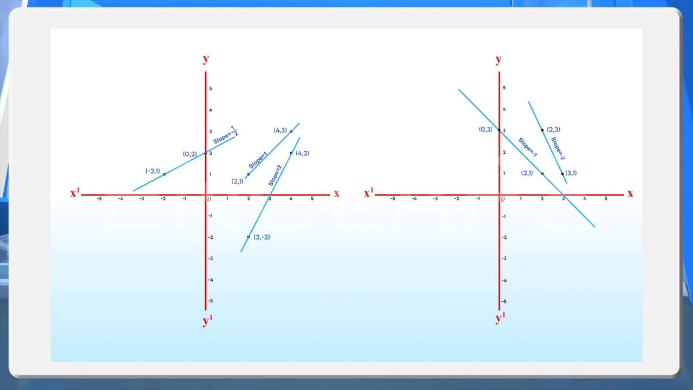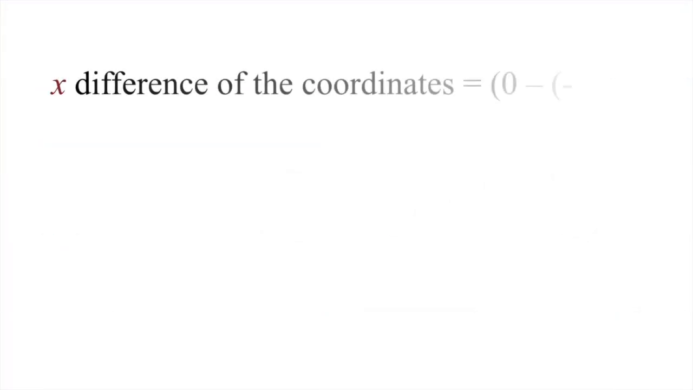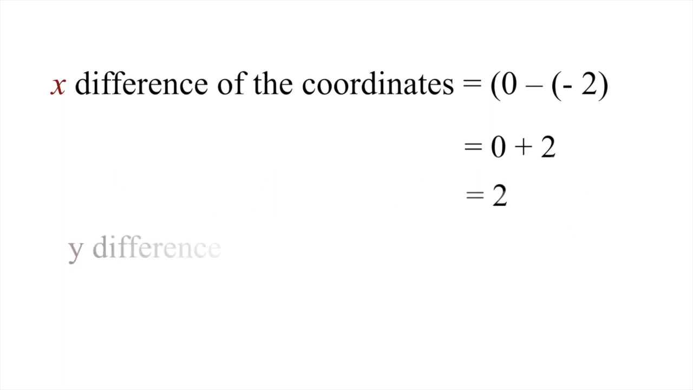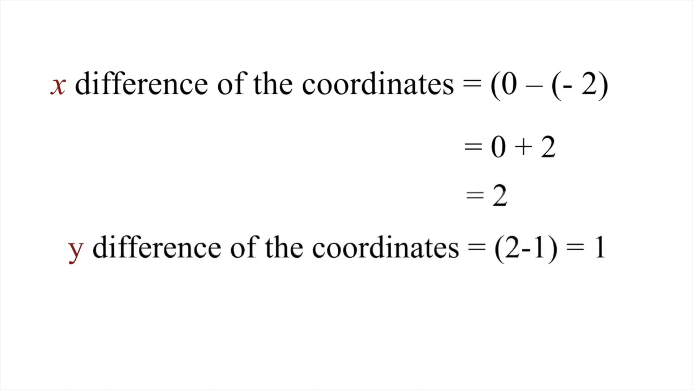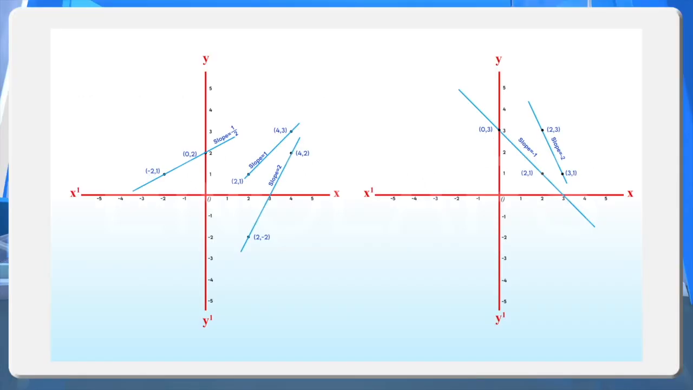Look at this picture. Considering the line joining the points -2, 1 and 0, 2, we can see that the x difference of the coordinates is 0 minus -2 equals 0 plus 2 equals 2, and the y difference of the coordinates is 2 minus 1 equals 1. Then we get the slope equals 1 by 2. Similarly, you can find the slope of other lines in the picture.